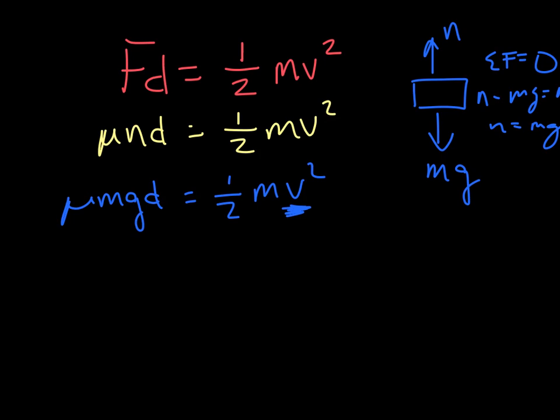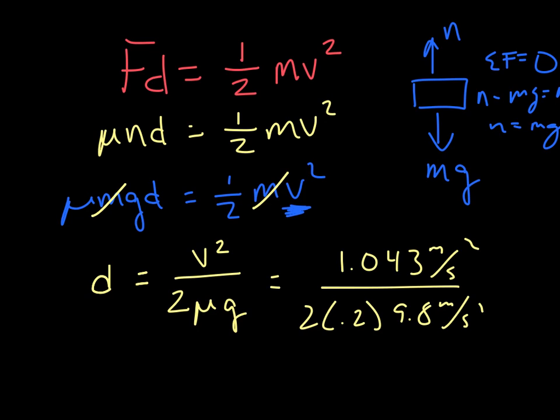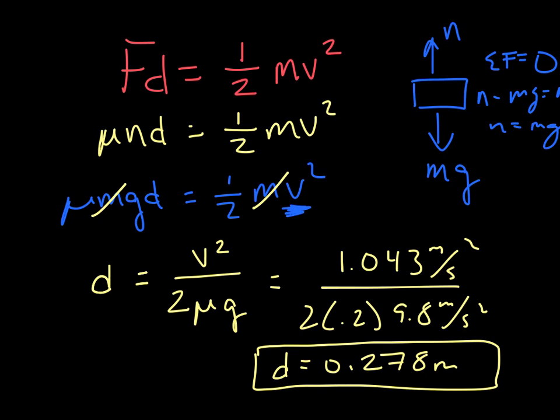Let's do some more rearranging. You've got m's on both sides, they go away. So you get d equals v squared over 2 mu g, which is 1.043 meters per second squared over 2 times the coefficient of friction, which was 0.2, times 9.8 meters per second squared. Your distance is equal to 0.278 meters. And that is a problem using energy and momentum conservation.